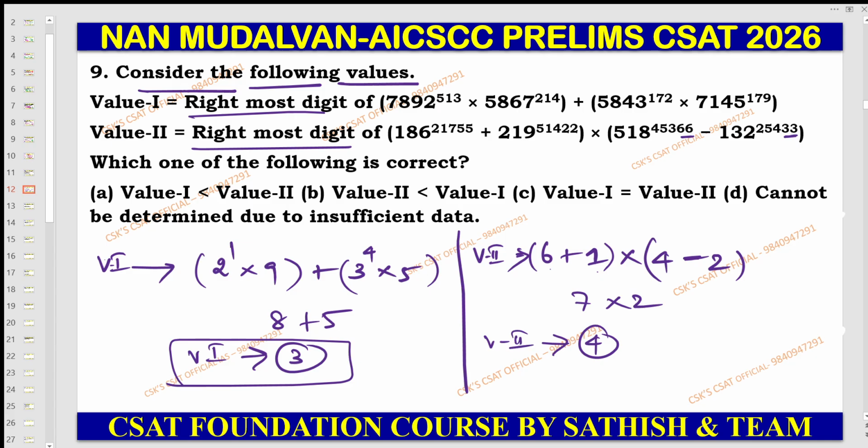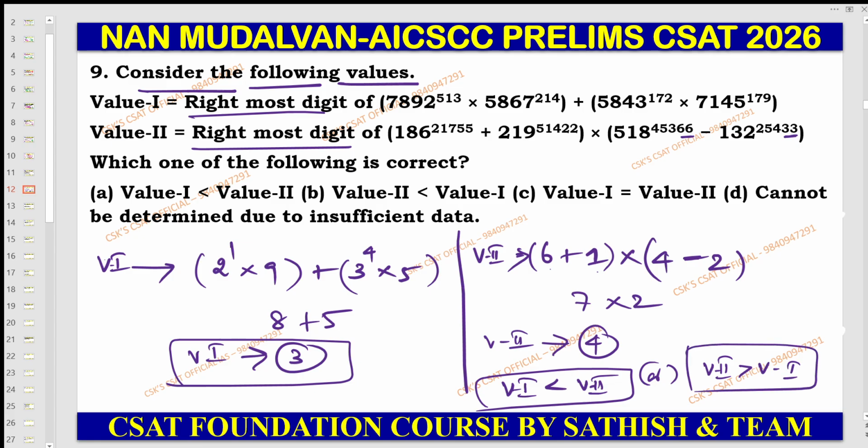So for value 1 and value 2, either value 1 is lesser than value 2, or value 2 is greater than value 1, whichever option is there is okay. Value 1 lesser than value 2: option A itself is present here. Guys, getting? Okay. Let's move on to the next one.